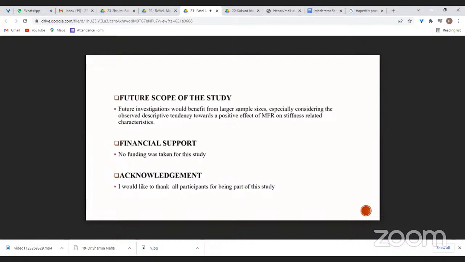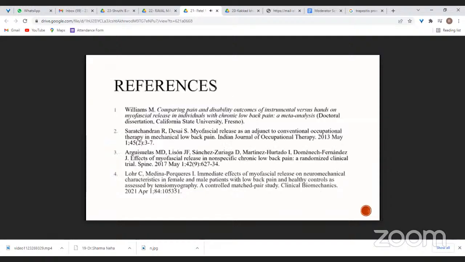The future scope of this study is that future investigations would benefit from a larger sample size, especially considering the observed descriptive tendency toward a positive effect of MFR on stiffness-related characteristics. Regarding financial support, no funding was taken for this study. Finally, I would like to thank all the participants for being part of this study. These are all the references of my study. Thank you.